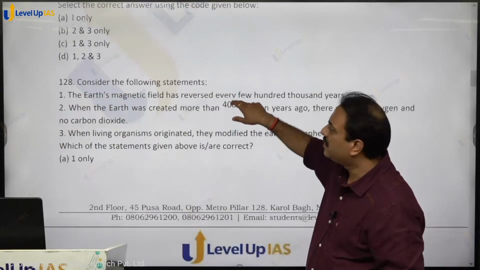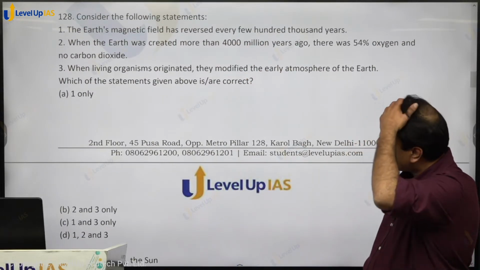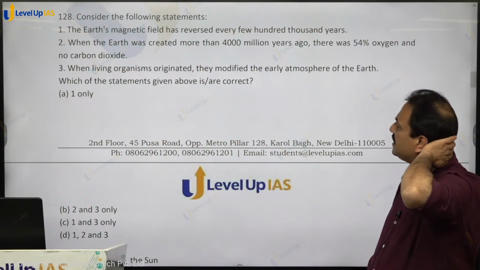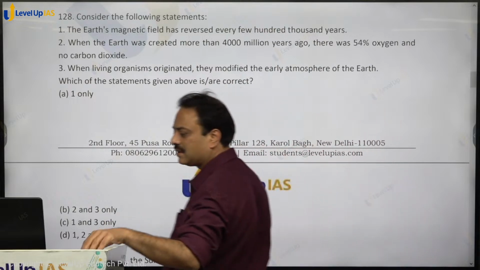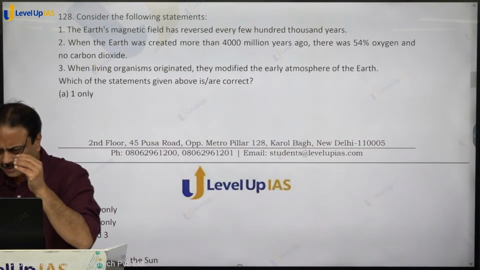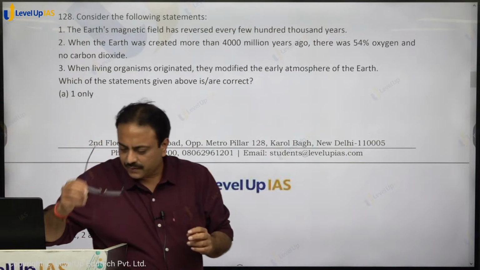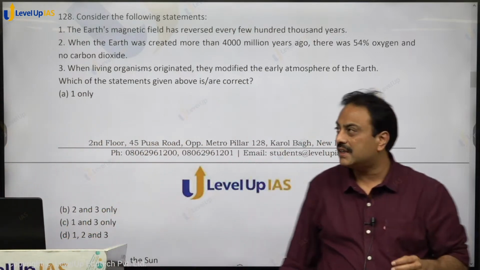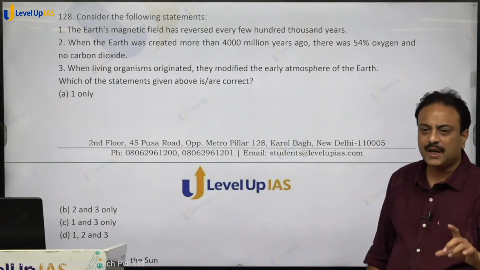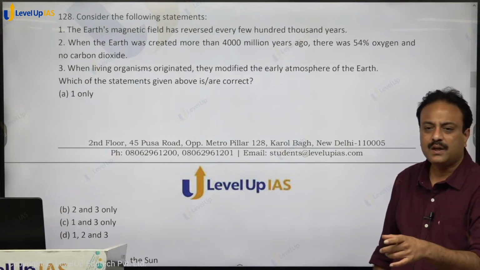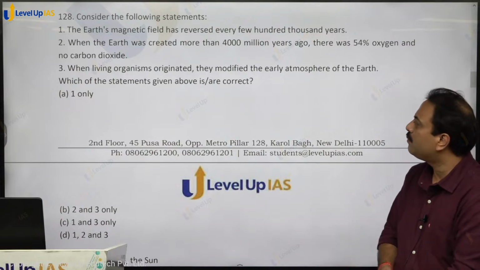Clear on that? Question number 28, consider the following statements. The earth's magnetic field has reversed every few 100,000 years. The earth's magnetic field has reversed over few 100,000 years, it is a correct statement. How do we know that? By the magnetic alignment of the rocks which are present at the site of oceanic divergence. We know it by that.